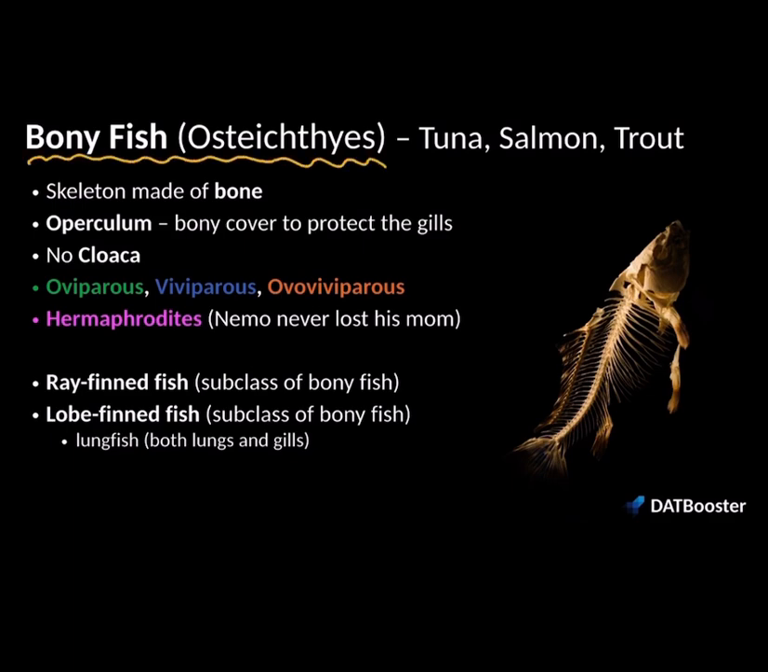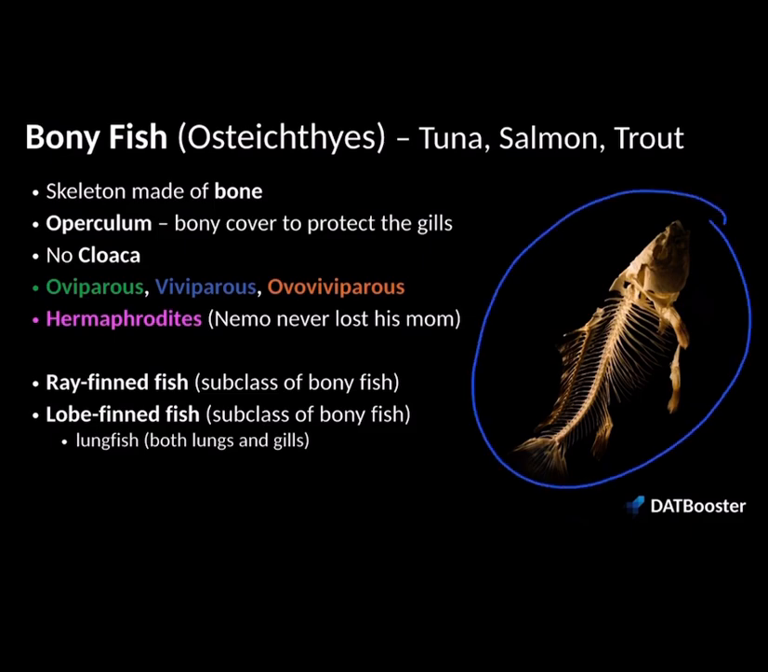This is the type of fish that you probably think of, like tuna, salmon, and trout. So of course they have an endoskeleton made of bone. They also have a specialized bone called an operculum. This is the bony cover for the protection of their gills. Unlike cartilaginous fish, they do not have a cloaca.